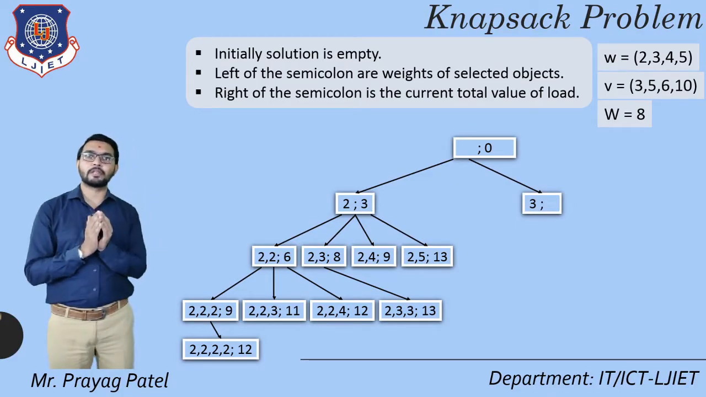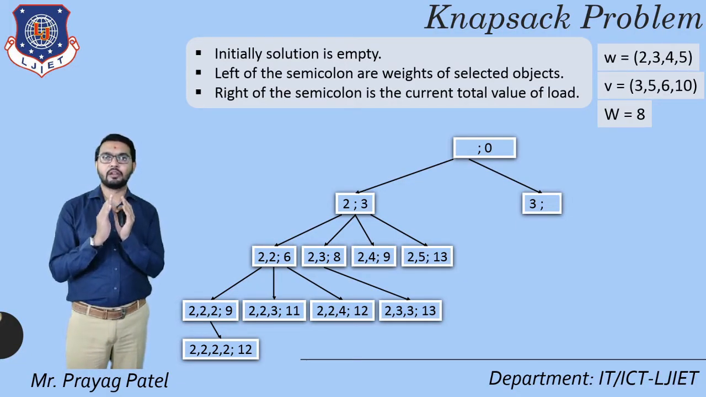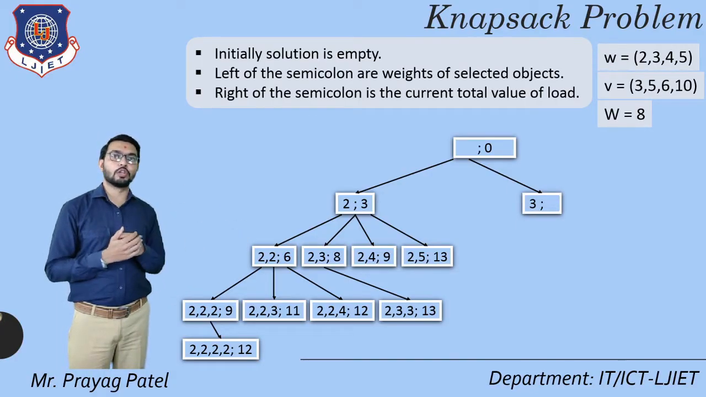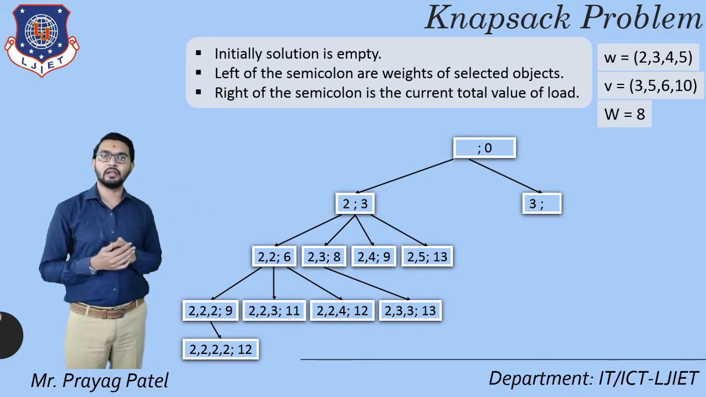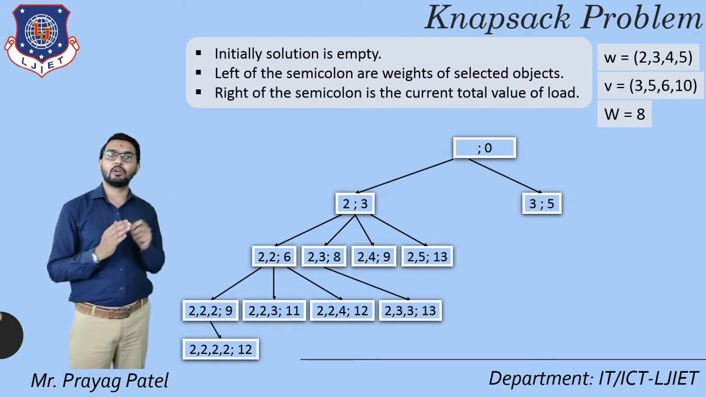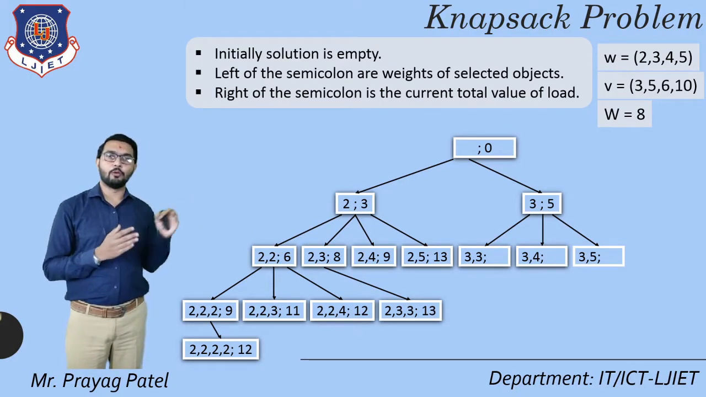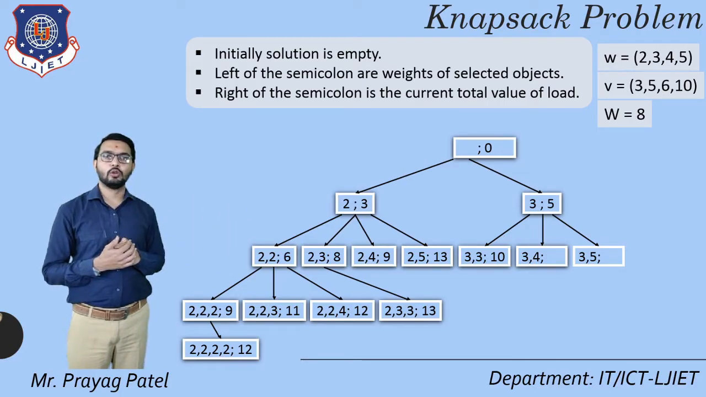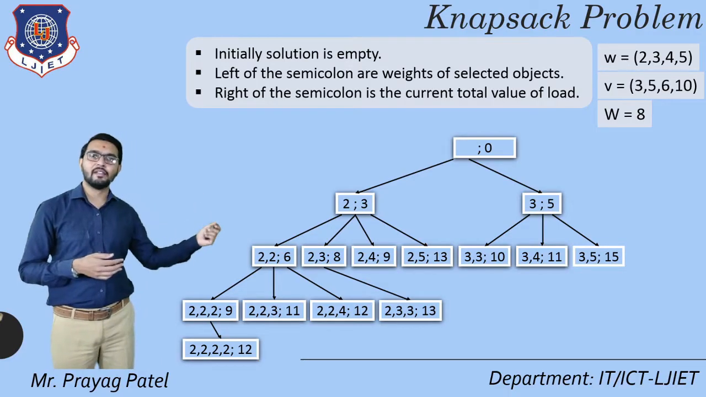First we select the first option only, means if we select the first object weight 2 is first selected, then consider another way, if we select the first object as a 3 kg object, then what is your profit? Profit equal to 5. Now after that consider the another way for the 3, means 3, 3, 3, 4 and 3, 5. Now for 3, 3 consider the profit equal to 10. For the 3, 4 consider the profit equal to 11, and profit for 3, 5 consider as a 15.